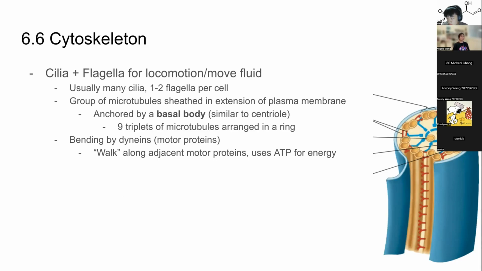There are usually many cilia per cell and usually only 1 to 2 flagella per cell. And it's basically a group of microtubules sheathed in an extension of the plasma membrane. It's anchored by a basal body, which is really similar to a centriole, and it is 9 triplets of microtubules arranged in a ring. It is also bent by dyneins, which are motor proteins, and in this case, they are the red little Y-shaped proteins here. And they walk along adjacent microtubules and then use ATP for energy.